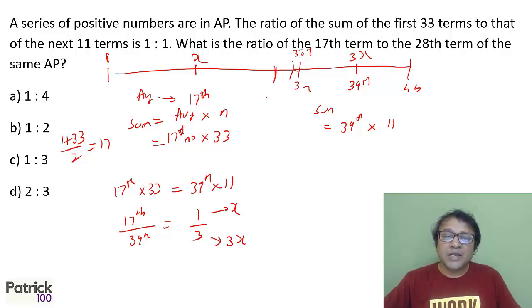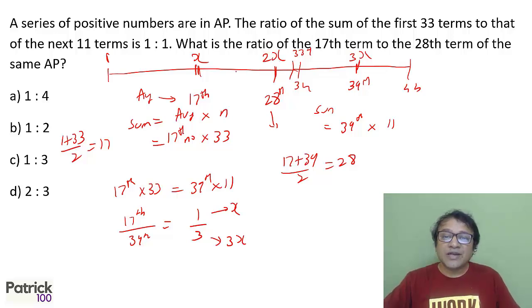28th number is exactly the middle of these two. 17 plus 39 upon 2 is the 28th number. So the 28th number will be the average of x and 3x. In arithmetic progression, the middle number is the average of the two numbers. So the value will also be the average of the two, which is 2x.